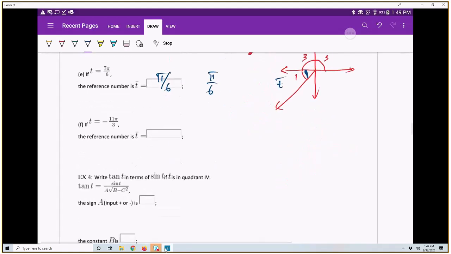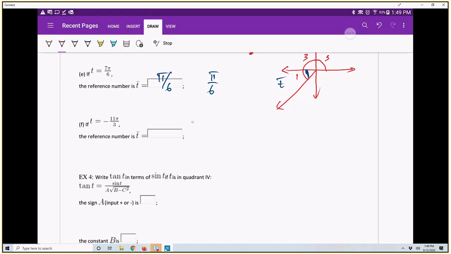Negative 11 pi over 3. So again, change it to pi over 6 by multiplying 2 on top and bottom. So you get negative 22 pi over 6. Start counting in the clockwise direction for this angle. 3 in each quadrant. So that's 3. This is 6, 9.